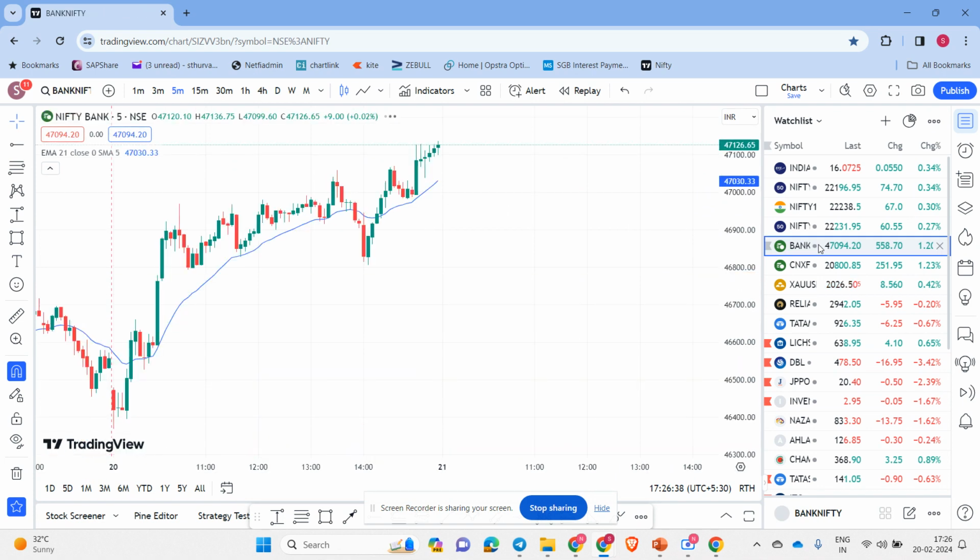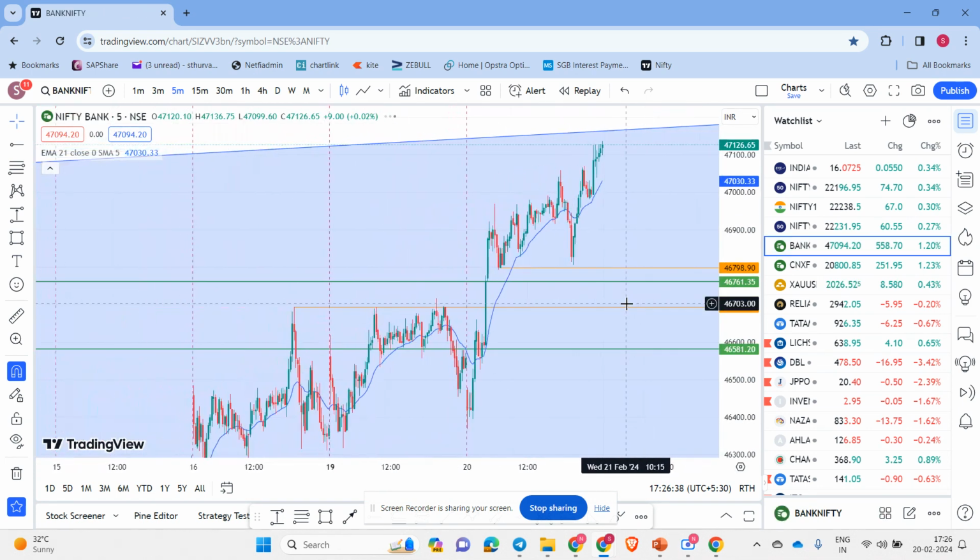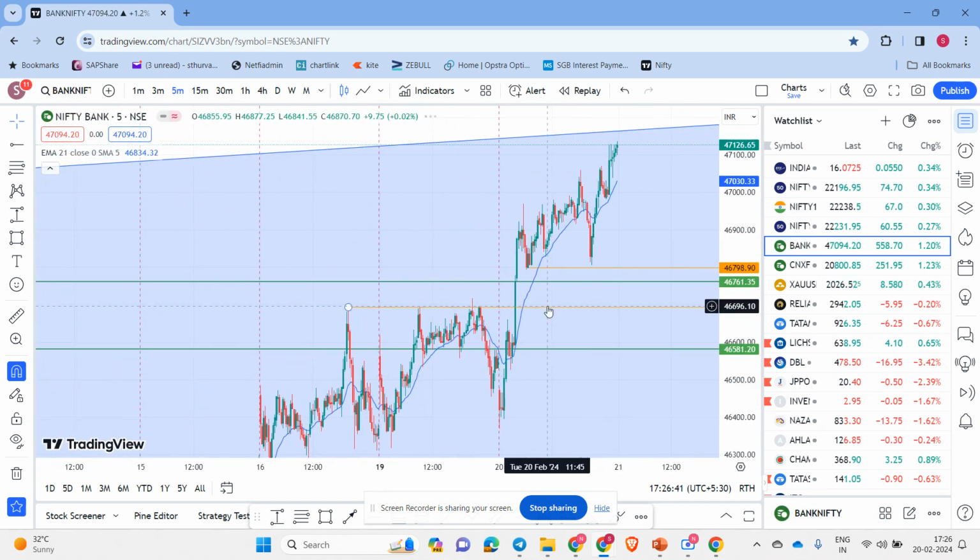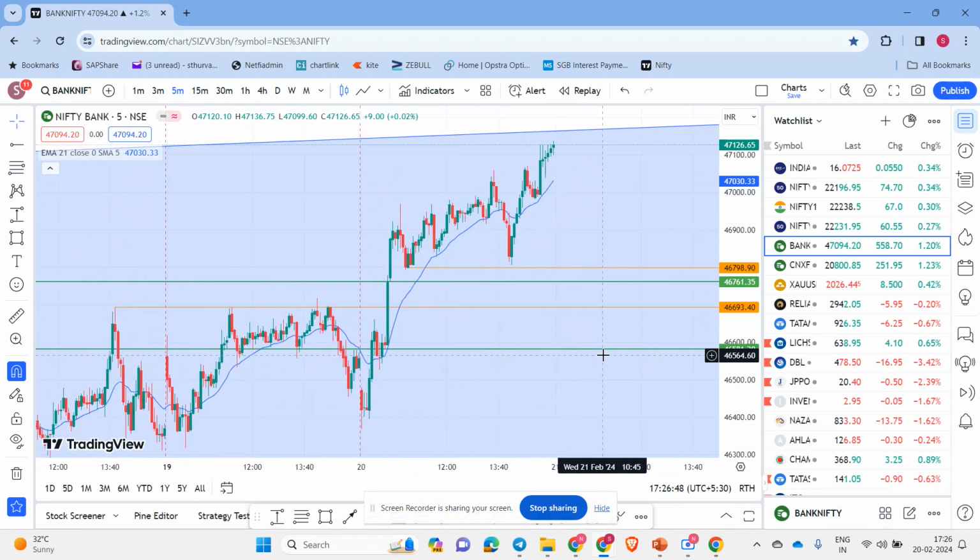Let's look at Bank Nifty, what we can do, what we had said. So we said that if it breaks this high, we can go long, and from here the market gave 500 points. So it was a very simple trade for Bank Nifty. It kept on going up and then gave a good trade at the end of the day.